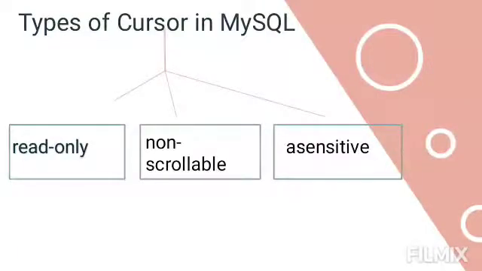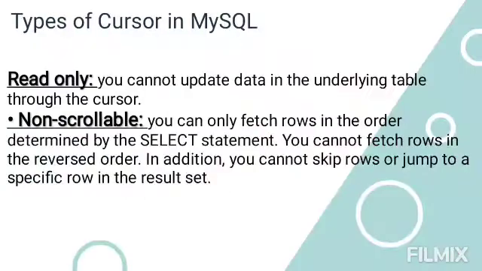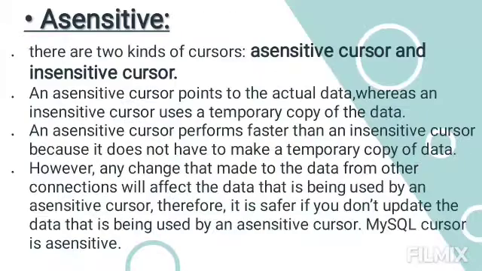In MySQL, mainly three types of cursors are available: read-only, non-scrollable, and sensitive. With a read-only cursor, you cannot update data in the underlying table through the cursor. In non-scrollable cursors, you can only fetch the rows in the order determined by the select statement. You cannot fetch rows in reverse order. In addition, you cannot skip rows or jump to a specific row in the result set. Then finally, sensitive cursors.